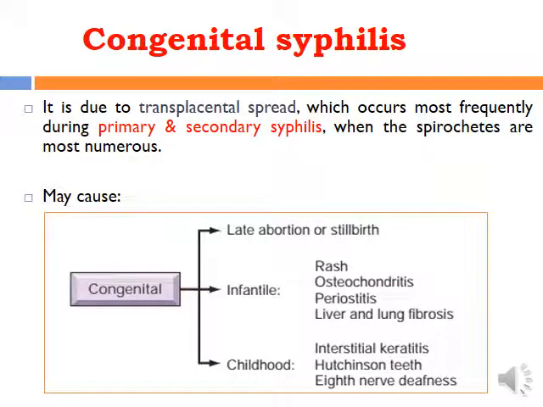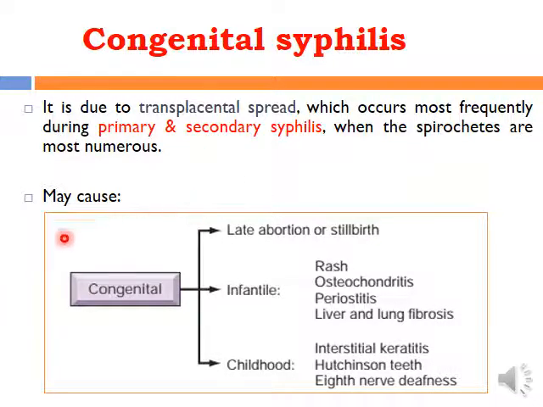The other one is congenital syphilis. This means the fetus develops infection during pregnancy, and the fetus usually develops infection when the mother has primary or secondary syphilis. The microorganism is at a high level in the blood, and it is transmitted through the placenta to the fetus.